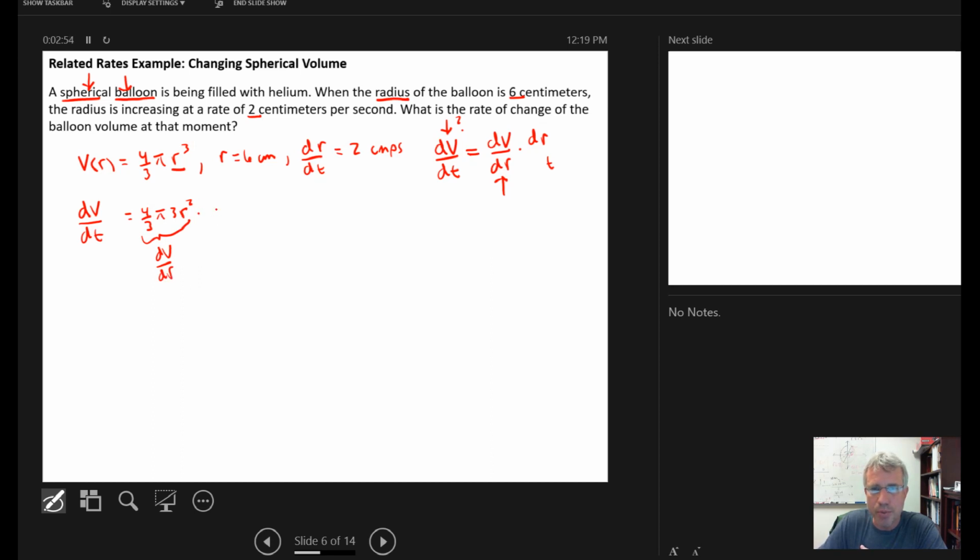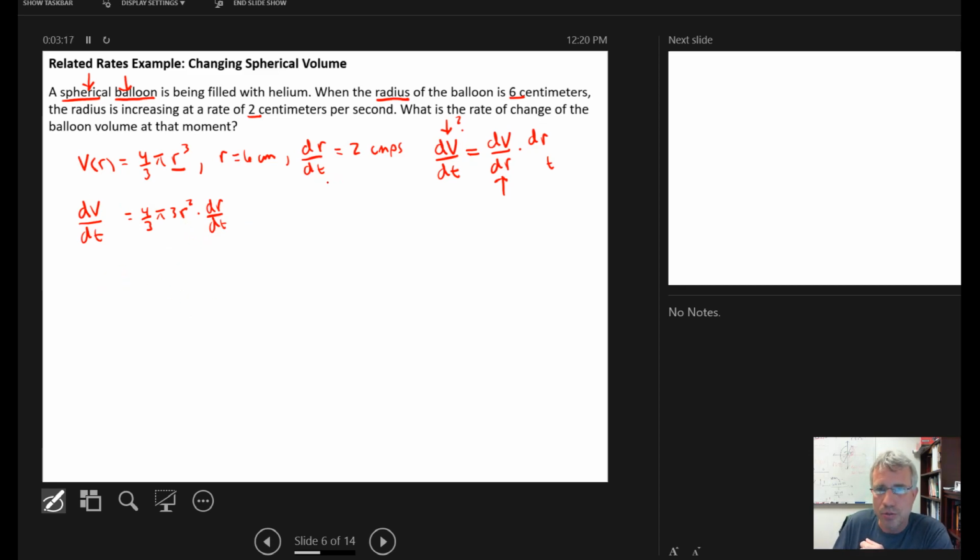But we need to multiply that using implicit differentiation. We have the function r inside of the squaring function. So applying the chain rule using implicit differentiation, we're going to multiply that by dr/dt. So now I have dV/dr times dr/dt. And that is the time derivative of the volume of the spherical balloon.